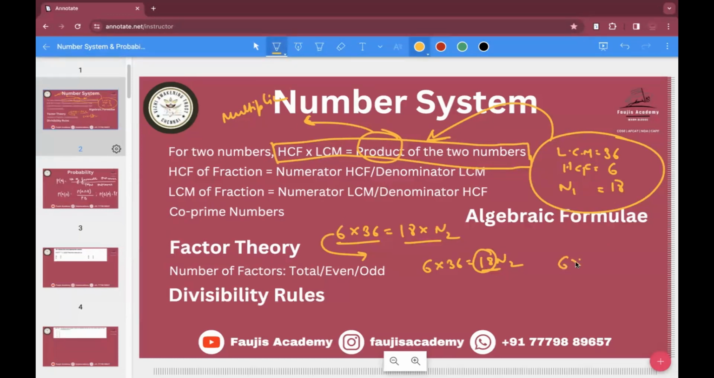So we are basically dealing with 6 into 36 is equal to 18 into N2. If we divide both the sides by 18, will we get N2? Yes, sir. Yes, absolutely. So this 18 gone, this 18 gone, 2 times. So how much is that? 12. Right, buddy? Yes, sir. Is it clear now? Yes, sir. Cool. Will you ever forget this in your life? No. Don't do that, okay?